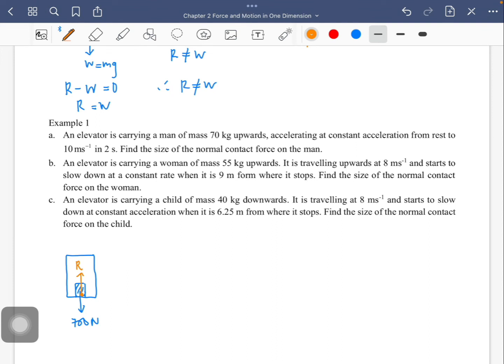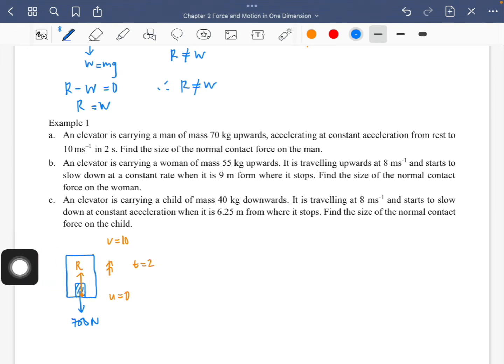The system is accelerating up, from an initial velocity of 0 meter per second to a velocity of 10 meter per second in 2 seconds. The question asks to find the size of the normal contact force on the man, so basically we want to solve for R here, the normal contact force from the floor of the elevator acting on the man. What we're going to do is find the acceleration first, because we're going to apply Newton's second law in order to find R after this.